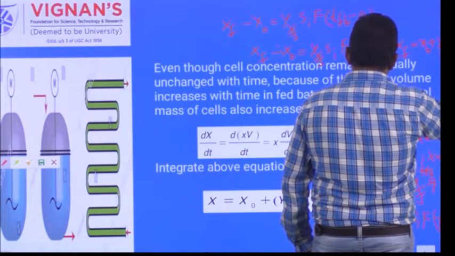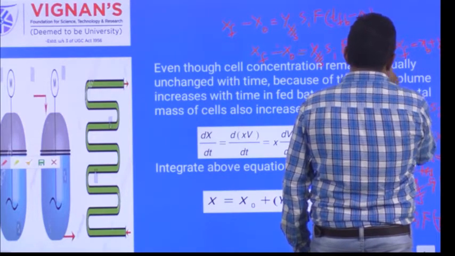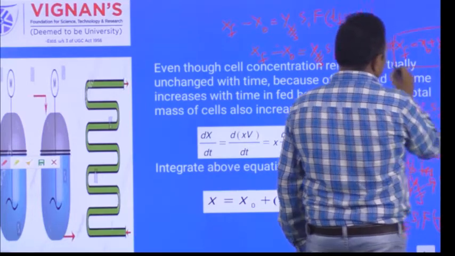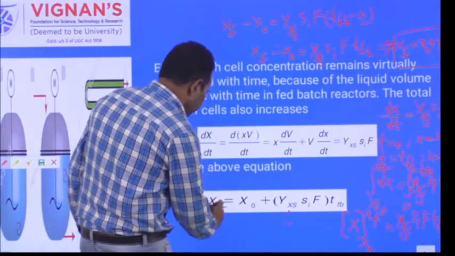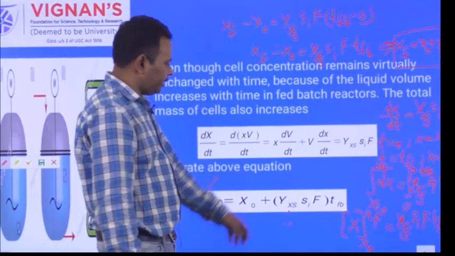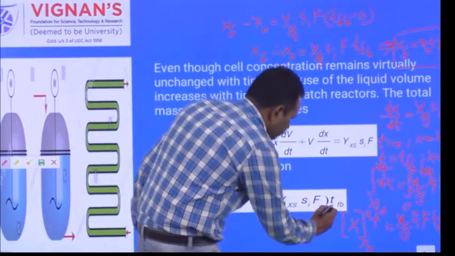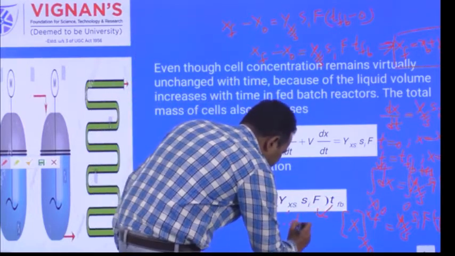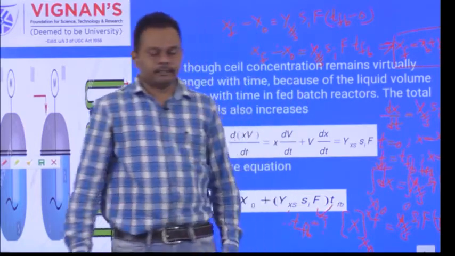From this, you can write xf equals x0 plus Yx/s times Si times F times tb. So this is the final equation. From this, you can also solve for tb, the fed batch time required to increase the mass of the cells from x0 to xf.